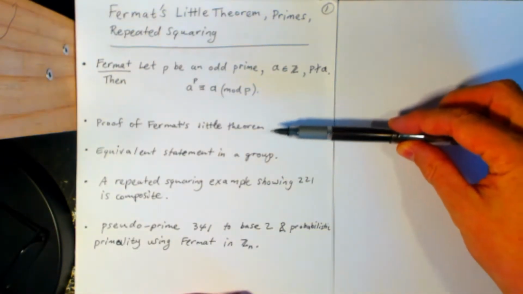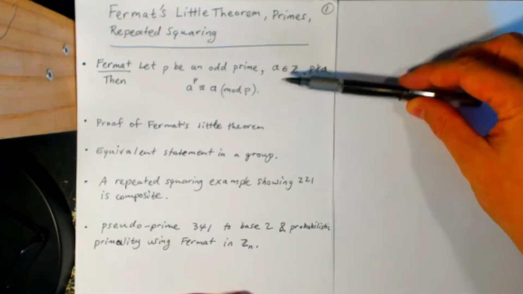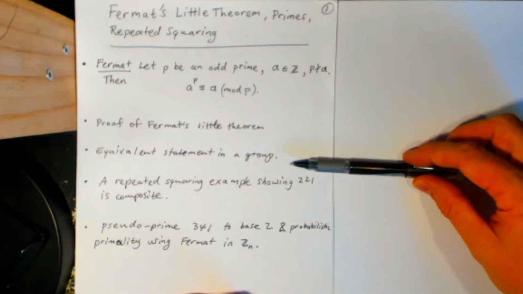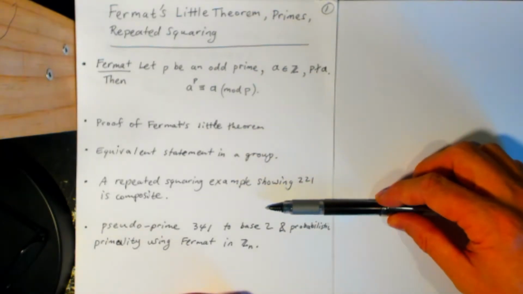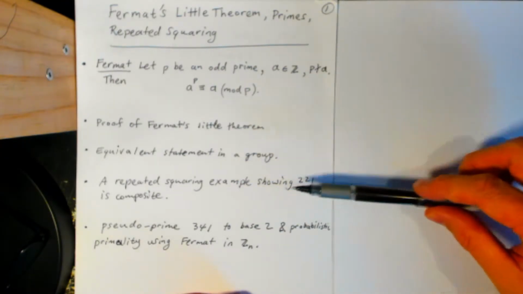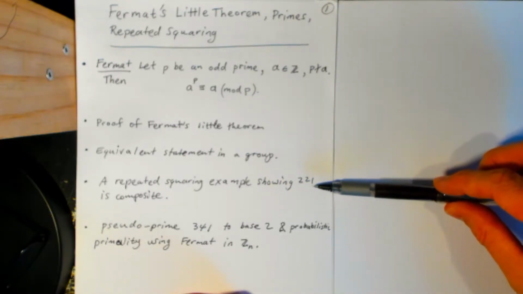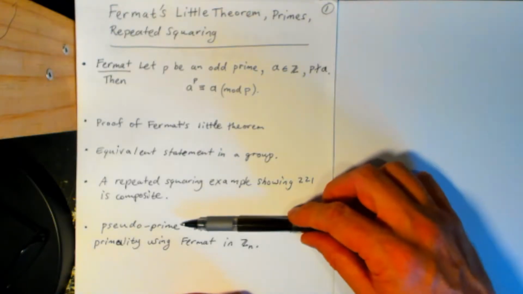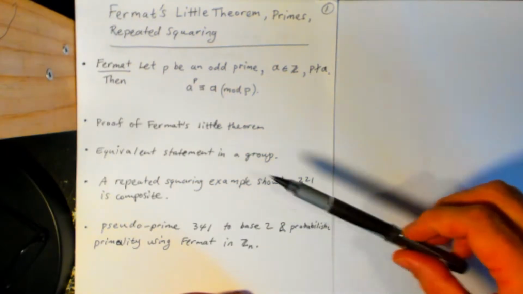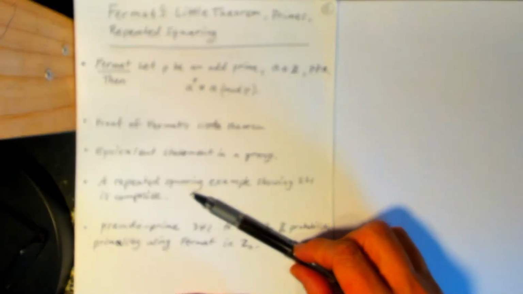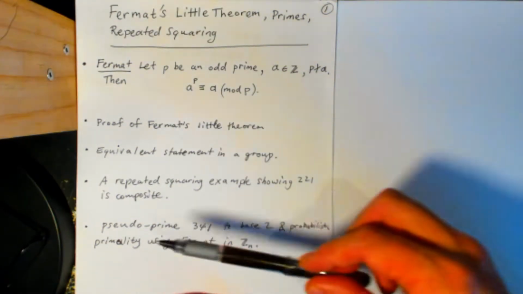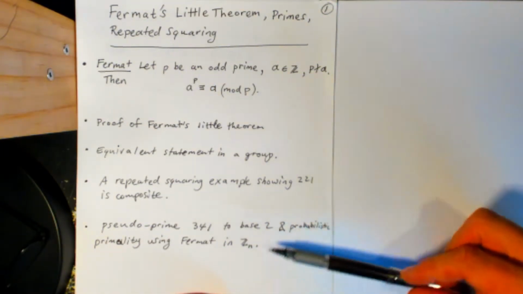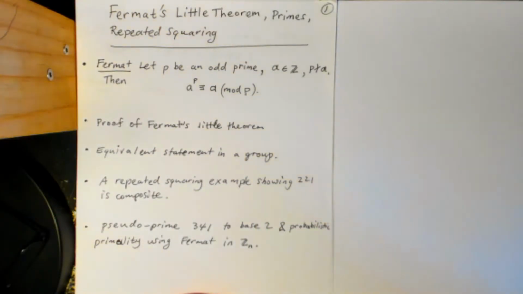So I'm going to give you a proof of Fermat's theorem. I'll give you an equivalent statement in terms of groups. Then we'll look at two examples. The first one is showing that 221 is composite or not prime, and I'm going to use repeated squaring to do that. Then I'm going to show you an example of a pseudo-prime in base 2, which is 341.